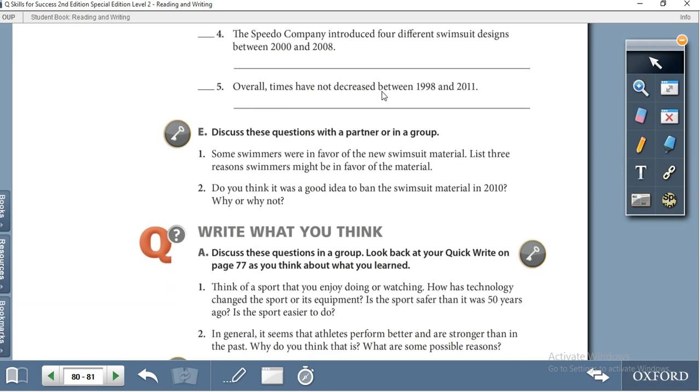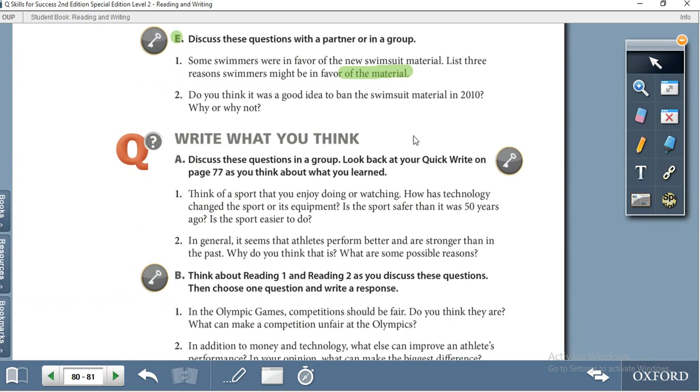After you finish this, you have to move to the activity. Discuss these questions with a partner or in a group. Some swimmers were in favor of the new swimsuit material. List 3 reasons swimmers might be in favor of the material. Yes, the good swimsuit material matters because they are much more protected and they are safer. So it depends. Next, what do you think? You have to write the response.